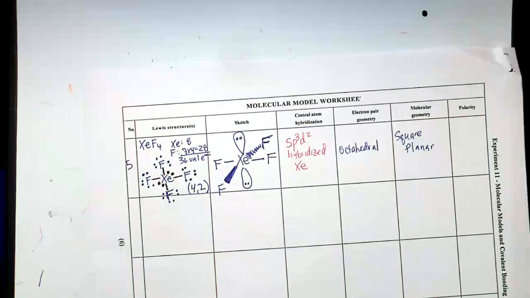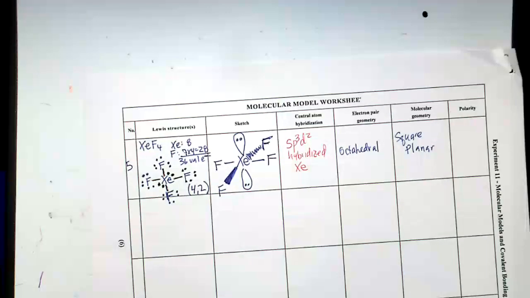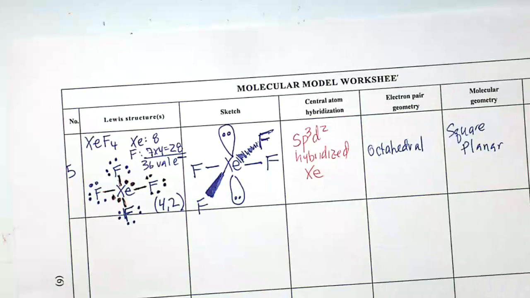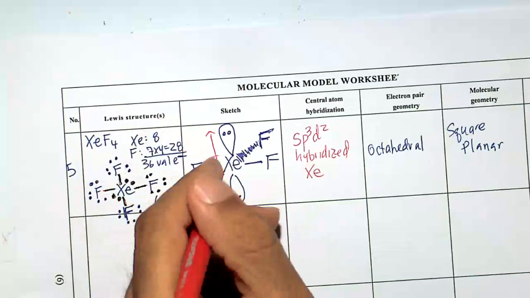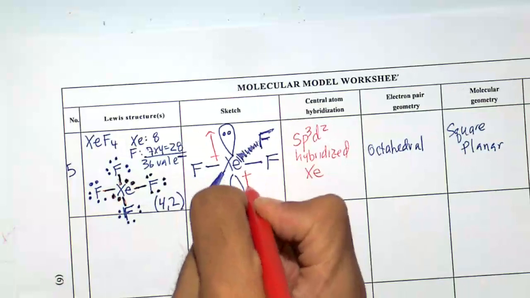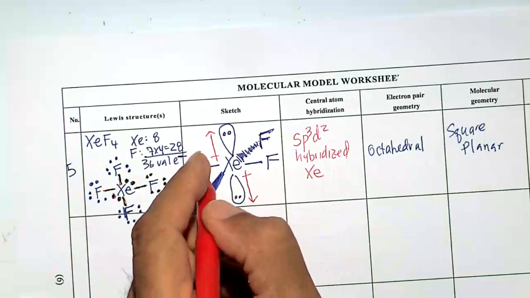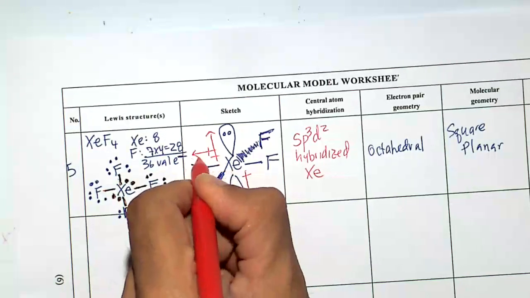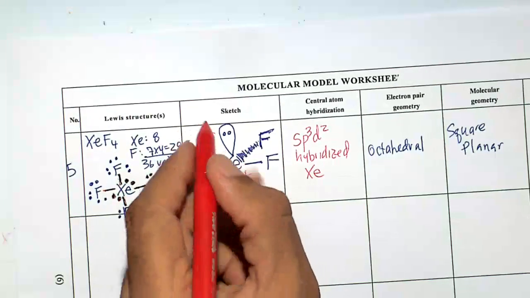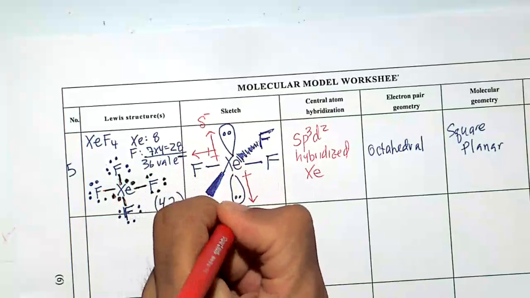Is this polar or nonpolar? Nonpolar. Whoever said nonpolar is correct. Do you see why it's nonpolar? It's nonpolar because of symmetry. You see this fluorine? It's pulling up towards itself. You see this one? It's pulling down towards itself. They cancel. This one on the left, it's pulling this way.